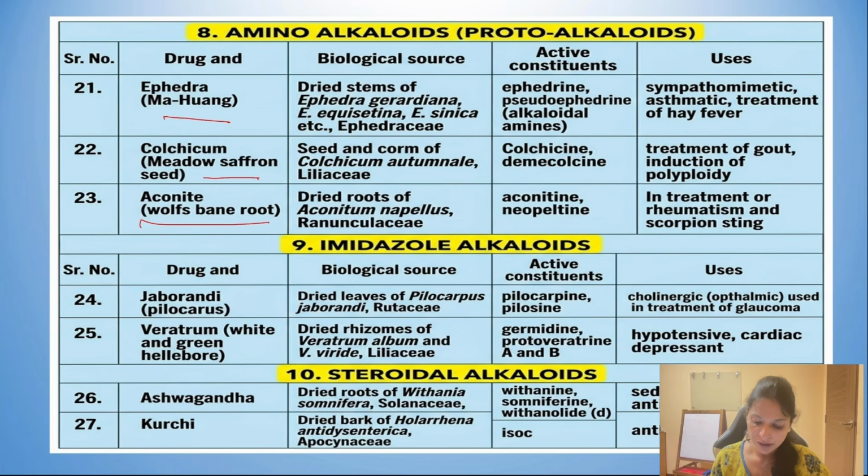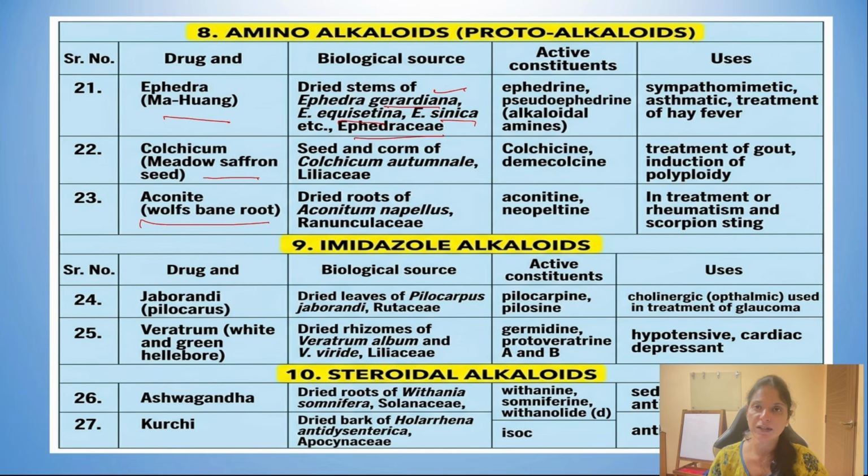And coming to the biological source, ephedra is found in the stems of Ephedra gerardiana and others, belonging to the family Ephedraceae. And here the active constituents, from the name itself you can get them most of the times, are ephedrine and pseudoephedrine. These are amino alkaloids, and uses are sympathomimetic, asthma, and treatment of hay fever. This is very important and the most repeated one: mahuang, hay fever, okay, for ephedra.